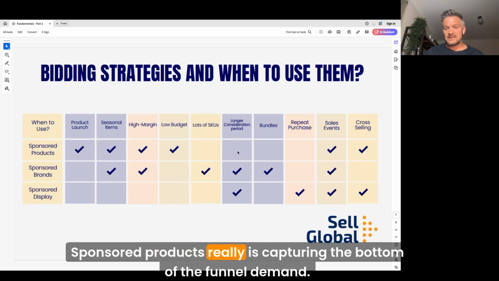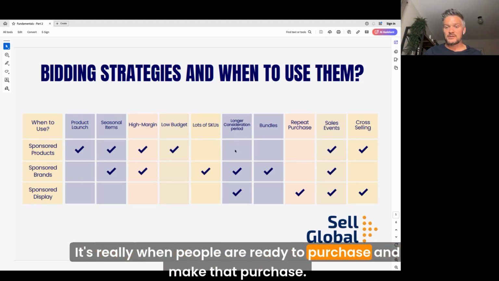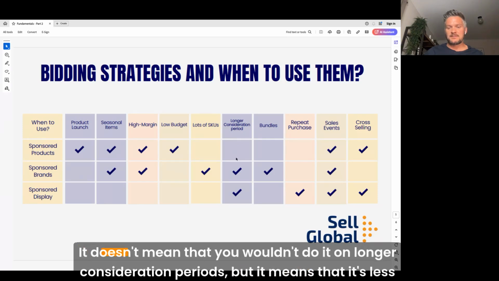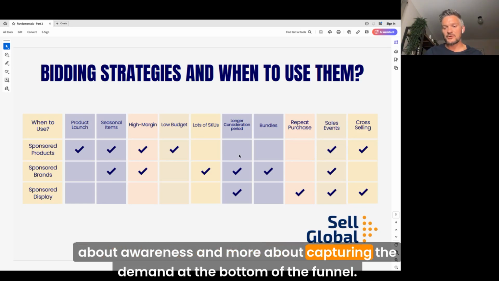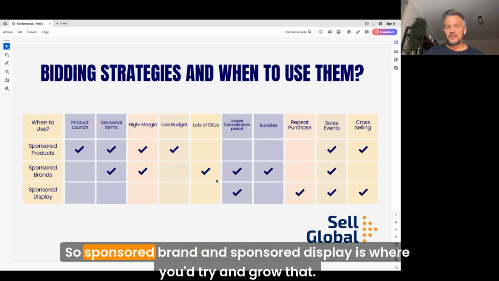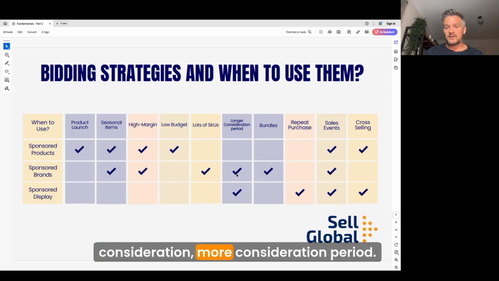Sponsored products really is capturing the bottom of the funnel demand. It's really when people are ready to purchase and make that purchase. It doesn't mean that you wouldn't do it on longer consideration periods, but it means that it's less about awareness and more about capturing the demand at the bottom of the funnel. So sponsored brand and sponsored display is where you'd try and grow that more consideration period.